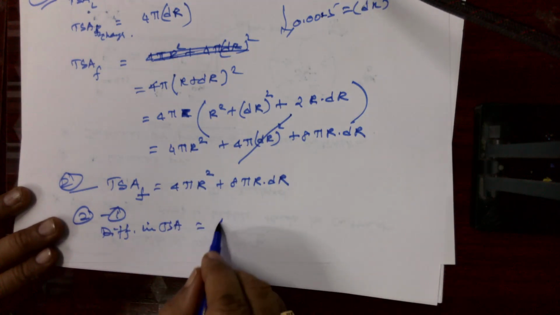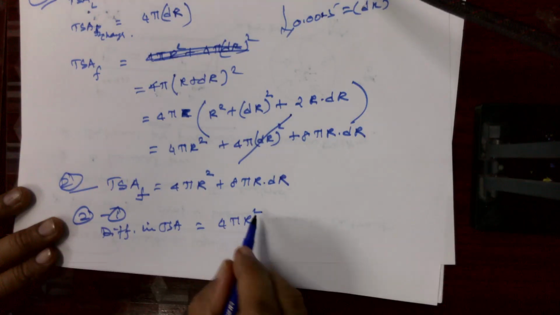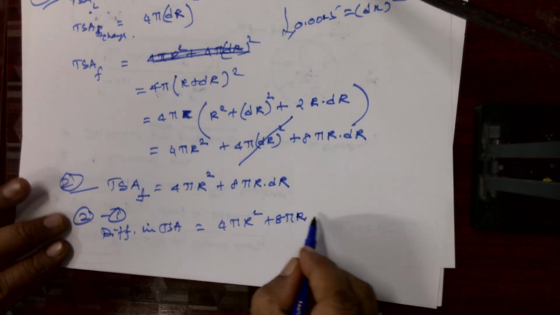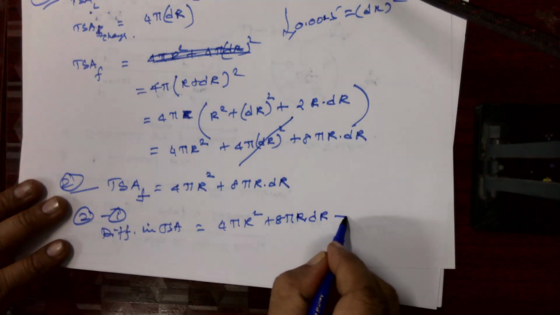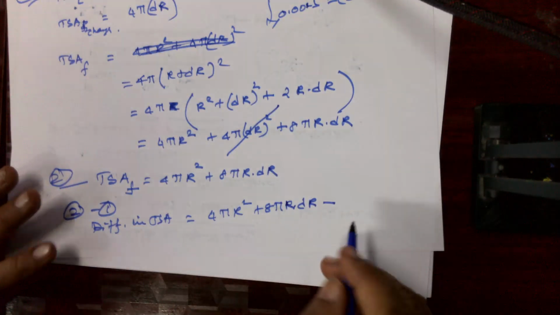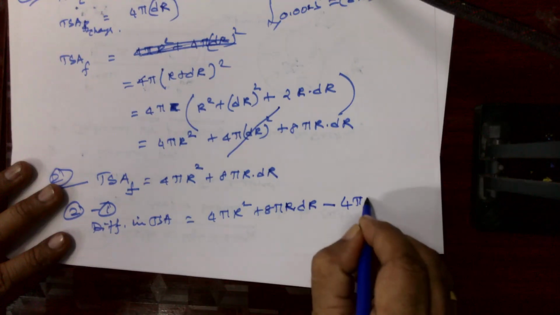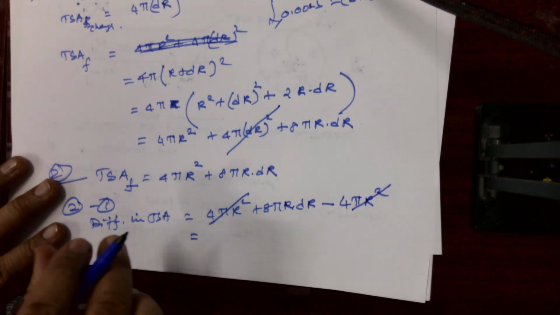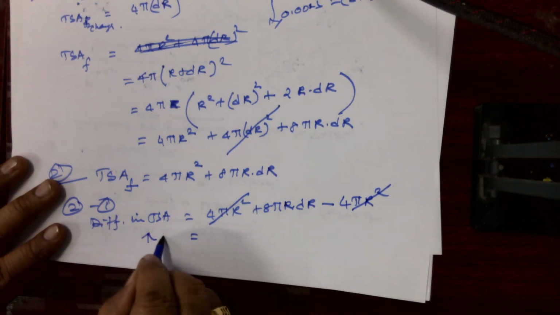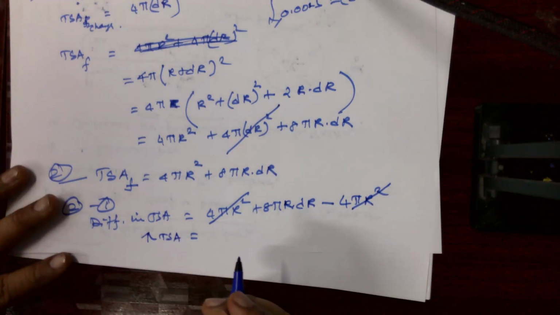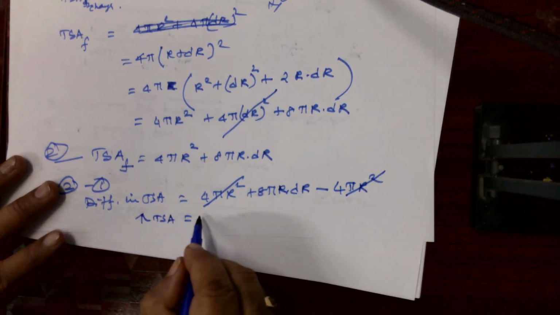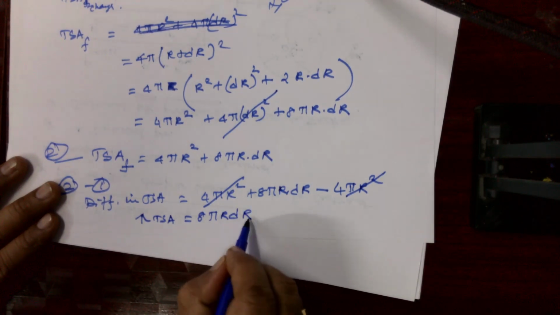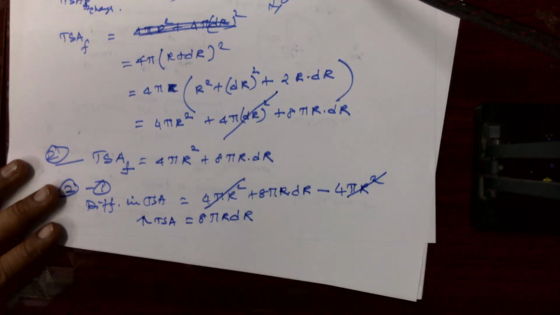So difference means increase here, increase in surface area, total surface area. So final surface area 4 pi r square plus 8 pi r dr, minus the initial 4 pi r square. So you can cancel these two. So the result is the increase in TSA of the sphere is equal to what? That is 8 pi r dr. You understand?